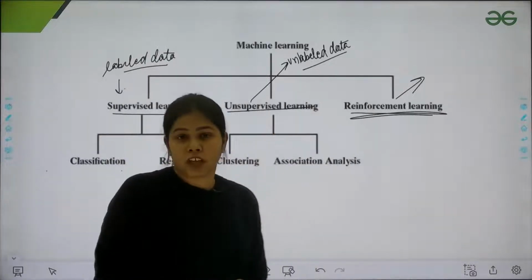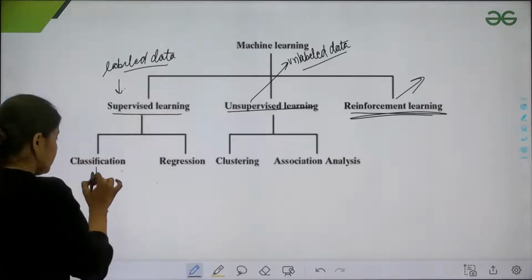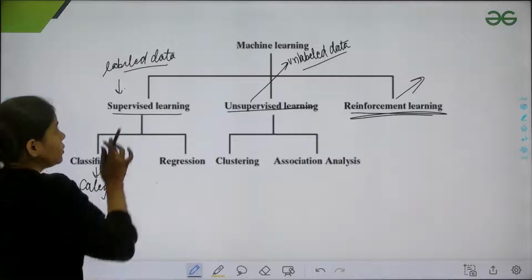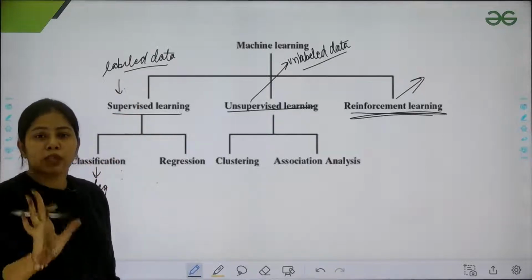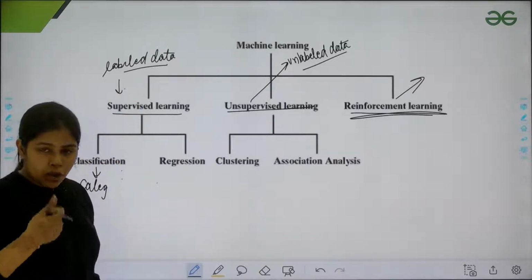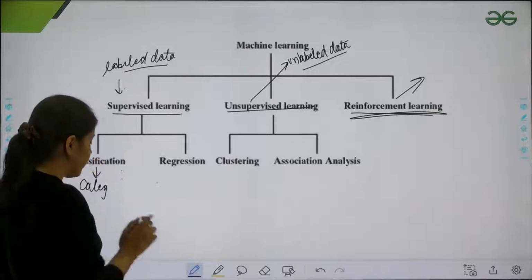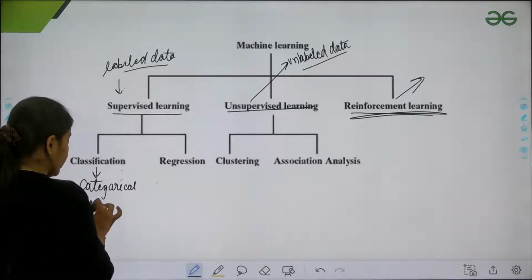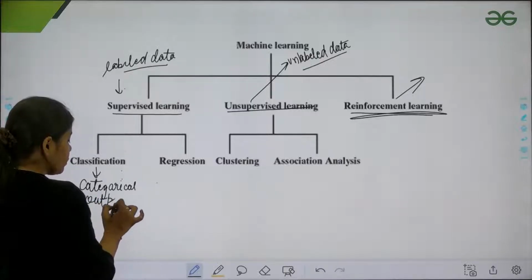Now in classification, we have categorical data, categorical output. I know that in label data we have input variables and an output variable, input features and an output value. So in this we have categorical output. That means we are going to classify.